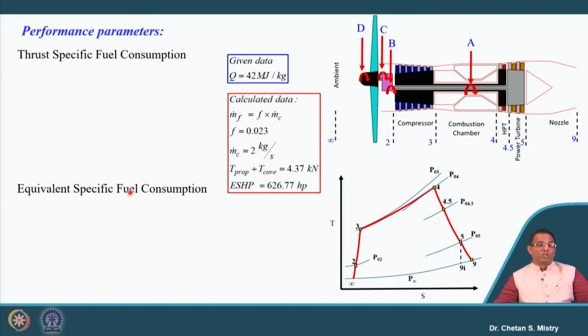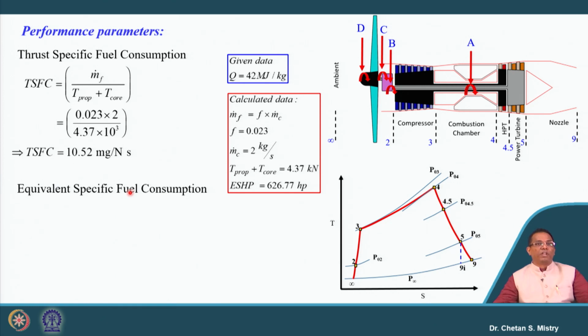Sometimes people, based on the thrust, write thrust specific fuel consumption, since we have calculated thrust, that is generated by the propeller as well as by the engine. That's the reason we will be putting that in the form. It says thrust specific fuel consumption. It is given by 50.52 milligram per Newton second.